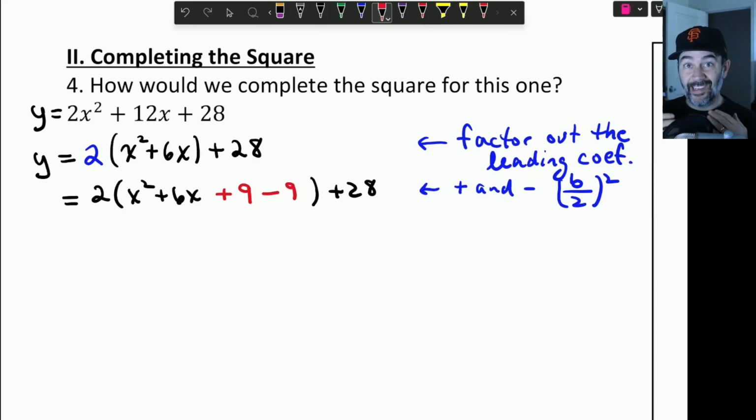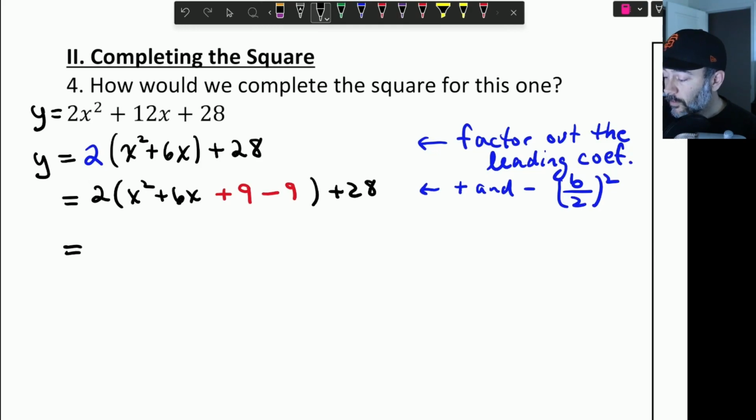Notice I did it on the inside of the parentheses because I want this equation on this line to be equivalent to the equation on the prior line. So if I add 9 inside the parentheses, I need to subtract 9. So I'm actually adding 0, and I'm not changing the equation. I'm not changing the expression on the right-hand side.